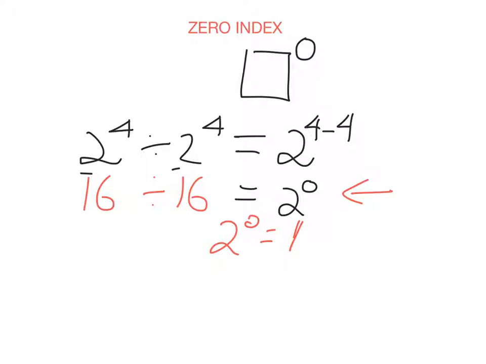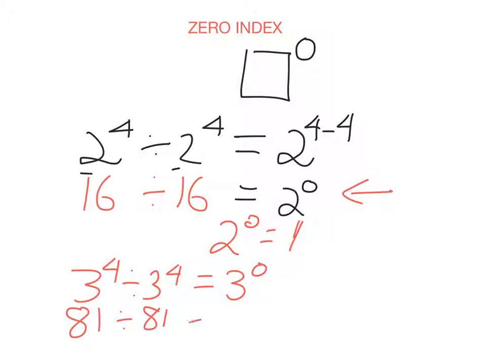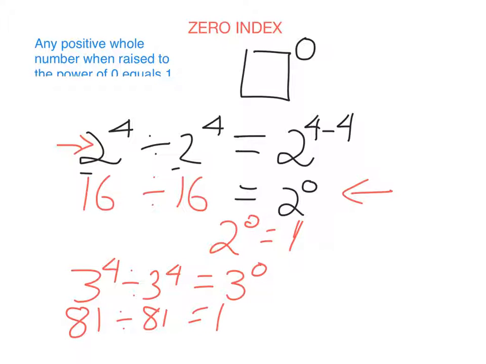I could have chosen 3 to the power of 4, and I would have got the same result. If I do 3 to the power of 4 divided by 3 to the power of 4, I know that that's equal to 3 to the power of 0, but I know that it's also equal to 81 divided by 81, which is 1. It doesn't matter whether this number, the base, is 4, 5, 6, whatever. So, by this logic, any positive whole number, when you raise it to the power of 0, it doesn't equal 0, it equals 1. So I've written it for you in blue up there. Any positive whole number when raised to the power of 0 equals 1.